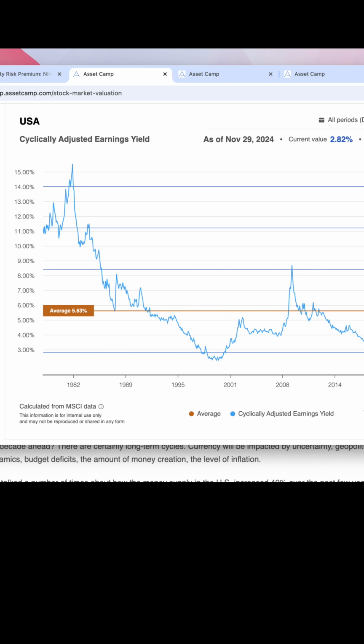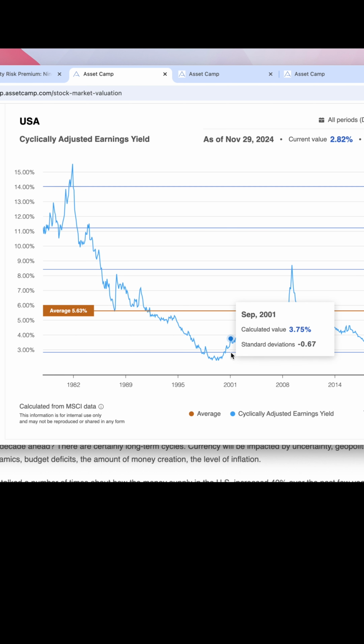Now, let's look at this using AssetCamp, our stock and bond market index research tool, so we can actually put some numbers to this analysis. Here's the cyclically adjusted earnings yield for the U.S. stock market, the Shiller earnings yield. Let's go to a period where stocks were expensive. Right now, stocks are expensive. The earnings yield is 2.8%.